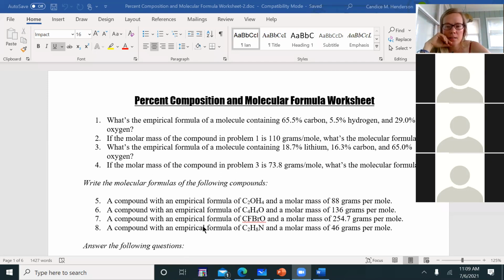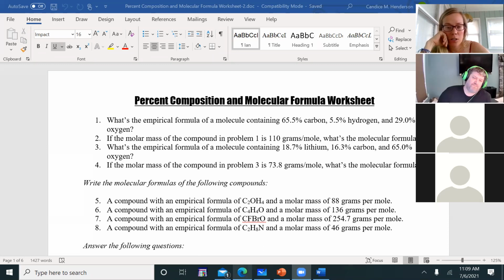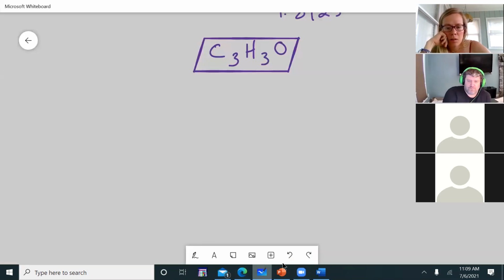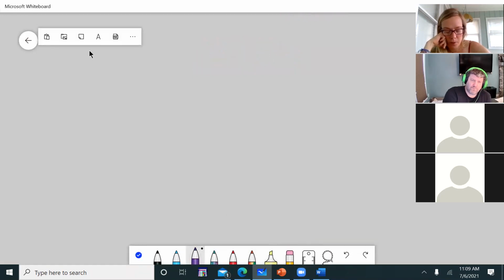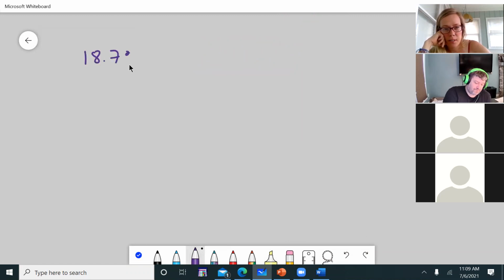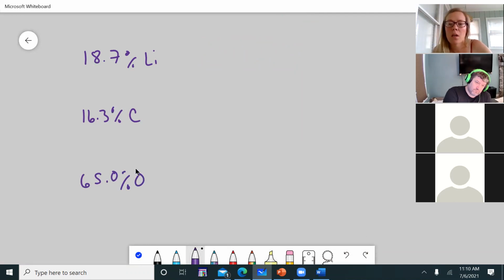All right, so let's look at this problem with lithium, carbon, and oxygen. Okay, so we know that we have 18.7% lithium, 16.3% carbon, and 65.0% of the remaining oxygen.